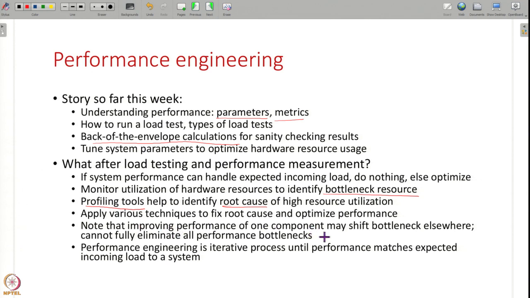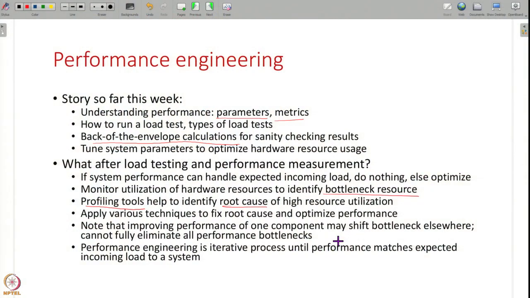Note that if you improve the performance of one component, the bottleneck will shift to some other component. So it can never be the case that you have fully eliminated all bottlenecks. Suppose your database is the bottleneck and you improved its capacity from 100 requests to 1000 requests per second. Then some other component that has a capacity of 500 requests per second becomes the bottleneck. You optimize that, and the bottleneck shifts somewhere else. At any point of time there will always be a slowest component in a system, so completely eliminating bottlenecks can never happen. The only thing you can do is keep improving your bottleneck performance until you can handle all the load coming in. Once you reach that level of comfort, your performance engineering stops. So this is an iterative process until your performance matches the expected load on your system.